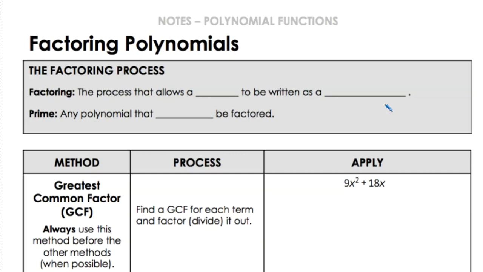Welcome back. Today we are going to be looking at lesson 6.4, which is all about factoring polynomials. The process for factoring is what allows us to take a sum and write it as a product. So we are taking a combination of addition and/or subtraction and writing it as a product of multiplication.